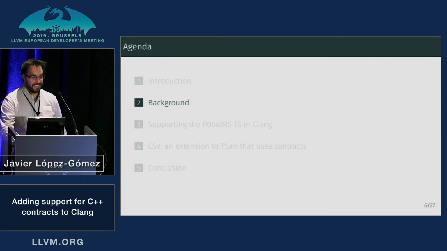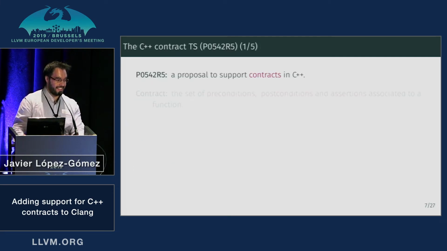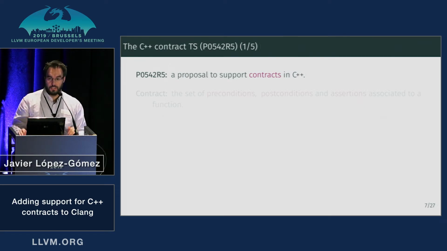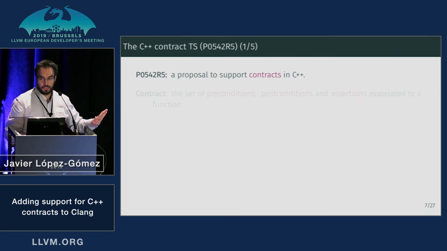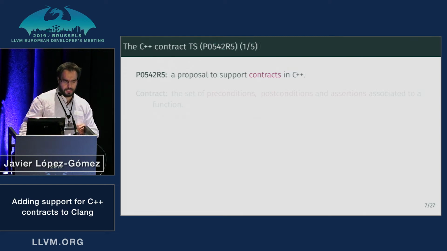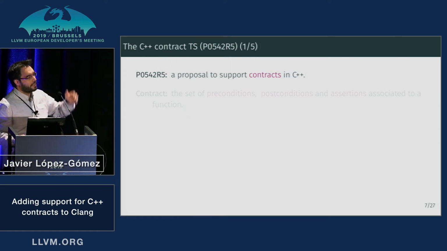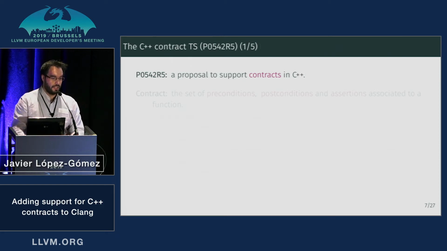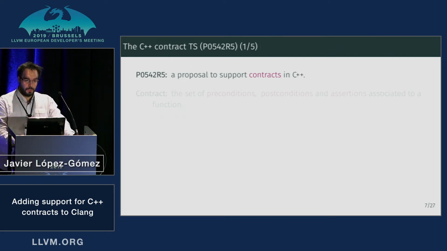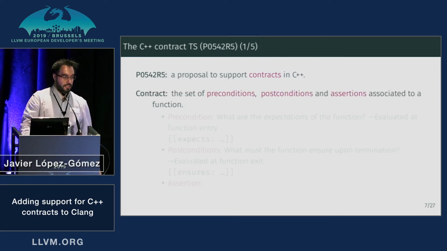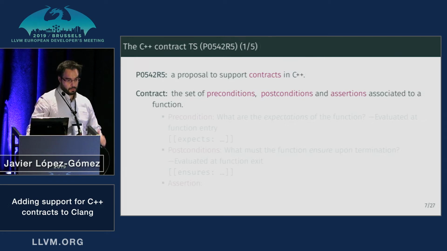Now, talking seriously. I'm going to make some introduction, because I'm guessing that nobody is familiar with this because it's kind of new. It's going to be introduced in the next version of the C++ standard. And this is the official proposal, P0542. This is the official document in which the C++ committee maintains this proposal. And this is a proposal, as I told you, to introduce C++ contracts.